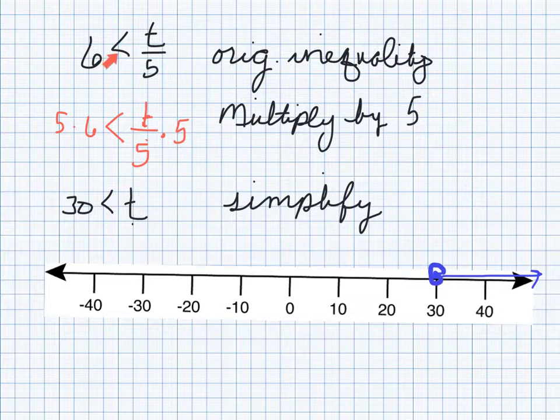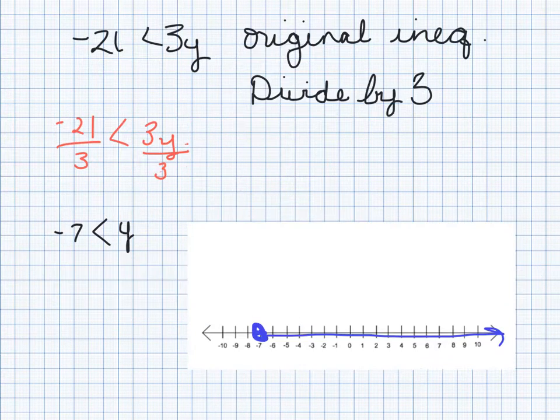The next checkpoint is 6 is less than t over 5. That's my original inequality. I'm going to multiply both sides by 5 because I have to get rid of the 5 here in my denominator. And 5 times 6 is 30. The 5's cancel each other out here. I'm left with t. So 30 is less than t. I don't have an equal sign, so it is an open circle going to the right because 30 is less than the values of t.